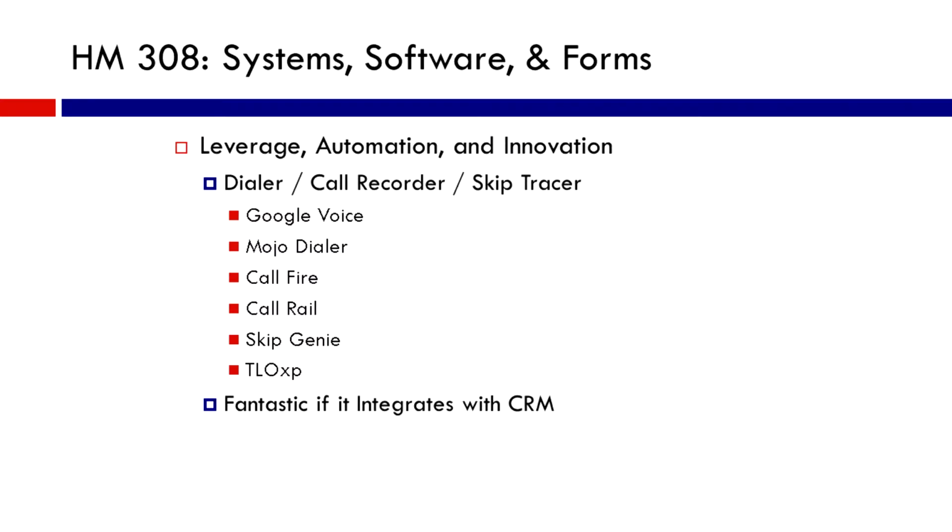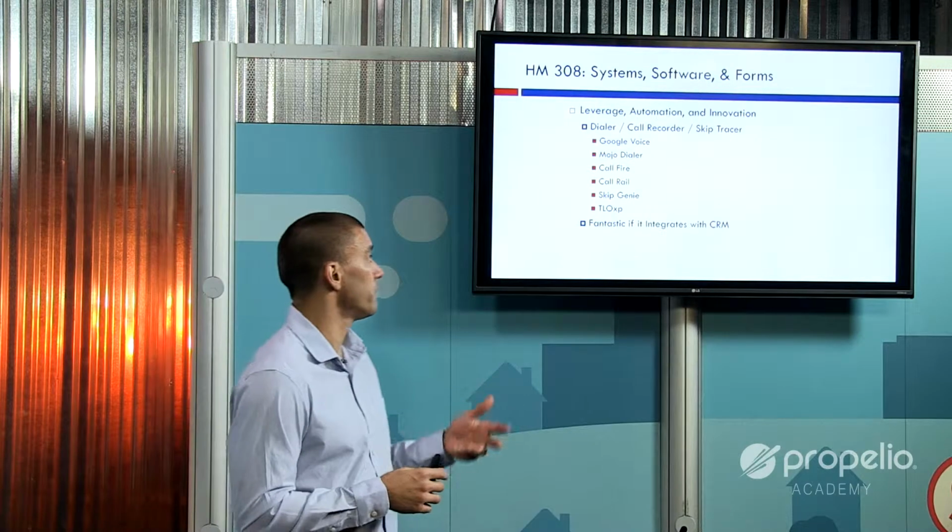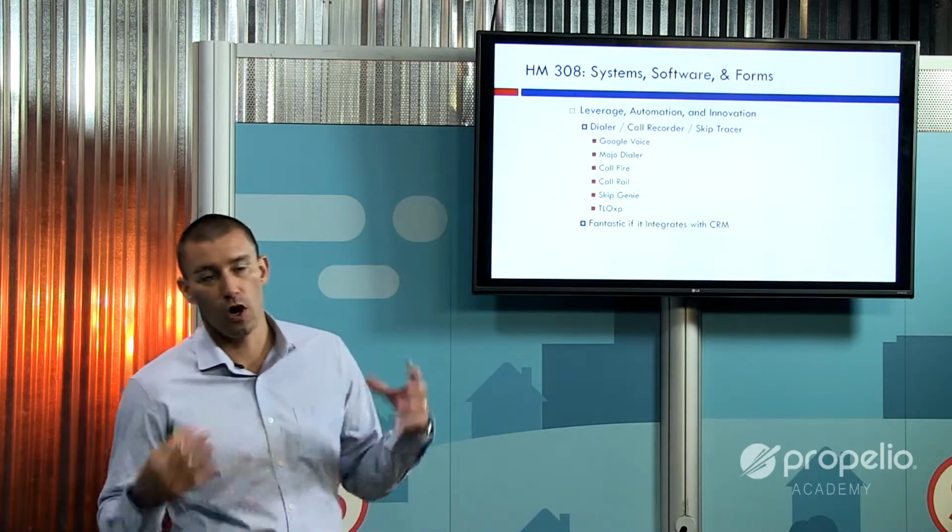Then you've got your dialer, call recorder, and skip tracer. You've got Google Voice that you can set up and have. You can mass text from there. You have a bunch of functionality in Google Voice. You've got Mojo Dialer. You've got CallFire, CallRail. These are call recording systems.